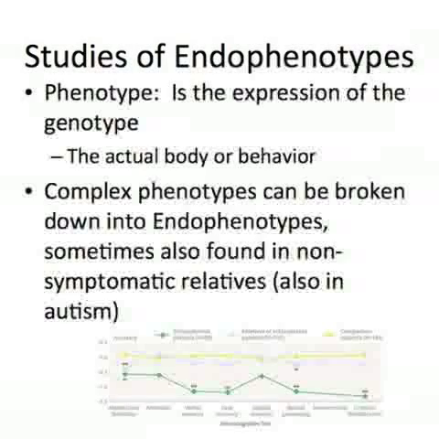These come from a biological term, phenotype, which is the expression of the genotype, or the actual body, the result of the product of genes. Complex phenotypes, like schizophrenia, can be broken down into multiple endophenotypes, which are more simple components of the complex disorder. What's new and interesting in psychiatry is that we're finding that many of these endophenotypes are also found in non-symptomatic relatives.